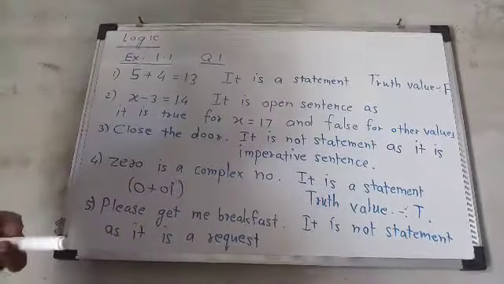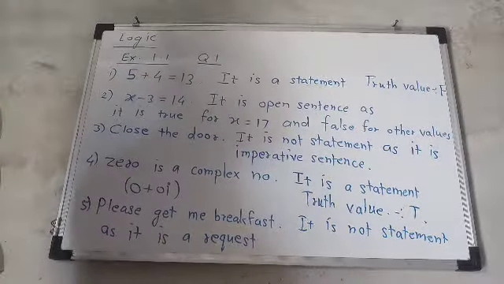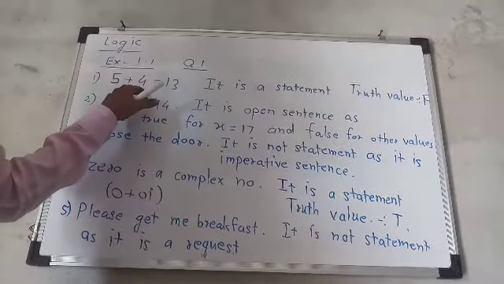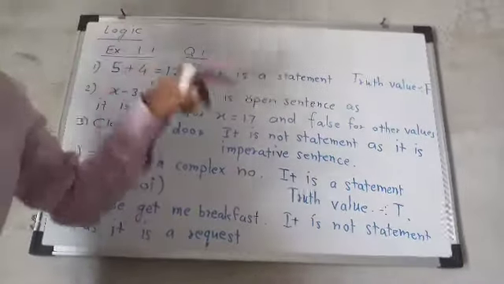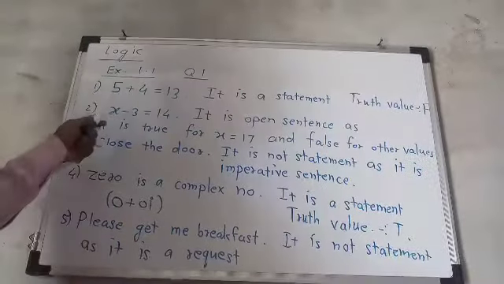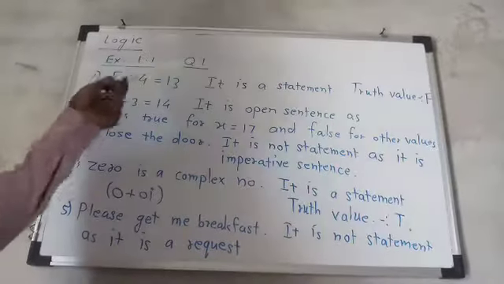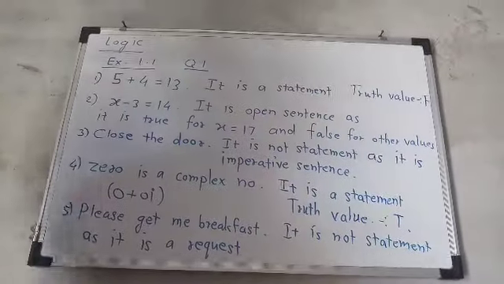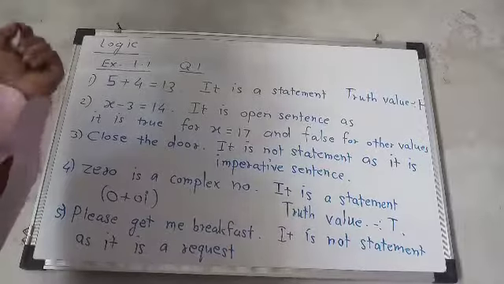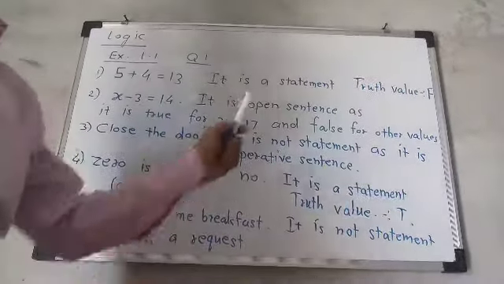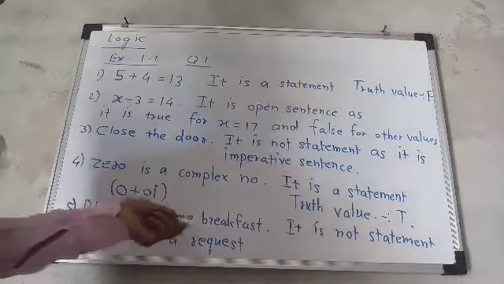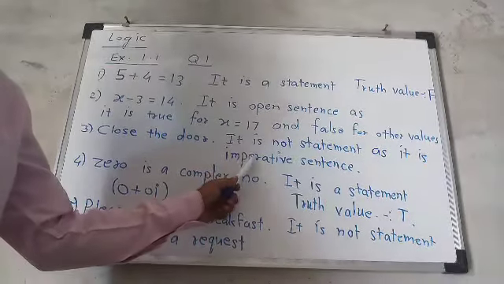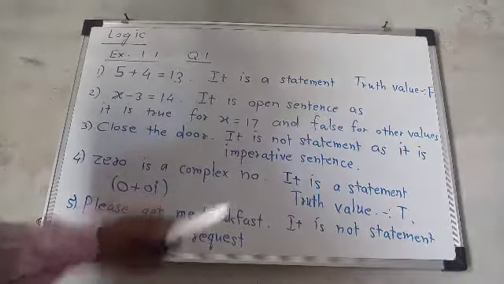Now see these examples. First case, 5 plus 4 is equal to 13. It is mathematical form. 5 plus 4, 9 is not equal to 13. That's why it is a statement and its truth value is F. X minus 3 is equal to 14. It is open sentence because for x is equal to 17 it is true. For other values it will be false. A sentence whose truth value fluctuates between true and false is called open sentence. Close the door and please get me breakfast. These are not statement, as these are imperative sentences. Request and imperative sentences.